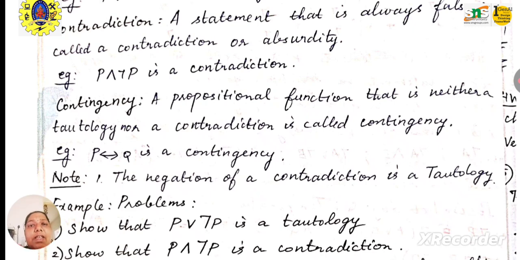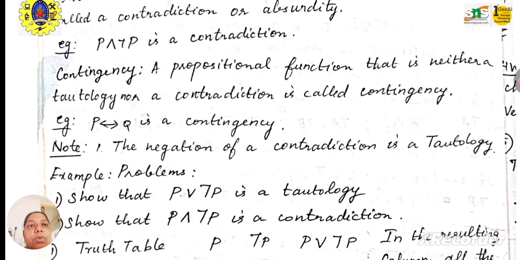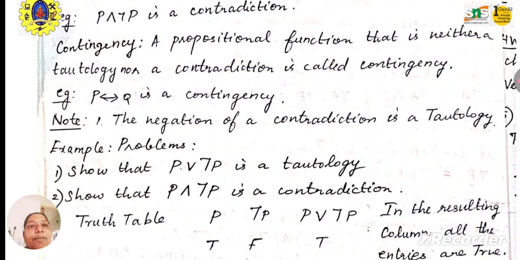Now an example for contingency is p biconditional q, because biconditional means that if both statements p and q are true, it leads us to true. If a single statement is false, it leads us to a false statement. If both statements are false, it also leads us to true. They have also given p implies q as an example. Note that the negation of a contradiction is a tautology. We know that a false statement, when negated, implies true.